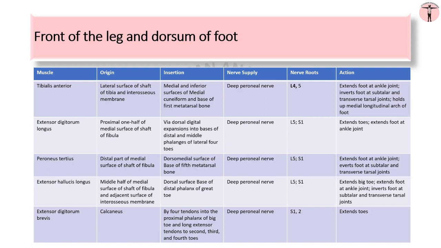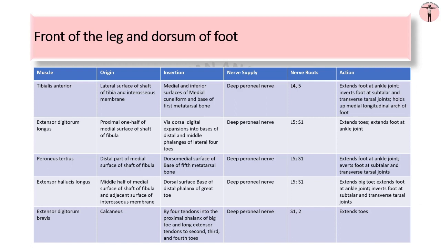Extension or dorsiflexion of the ankle is the movement of the foot away from the ground. The peroneus tertius muscle extends the foot at the ankle joint along with the other muscles in this compartment and is supplied by the deep peroneal nerve. The muscle also everts the foot at the subtalar and transverse tarsal joints along with the peroneus longus and brevis muscles, but receives no innervation from the superficial peroneal nerve.